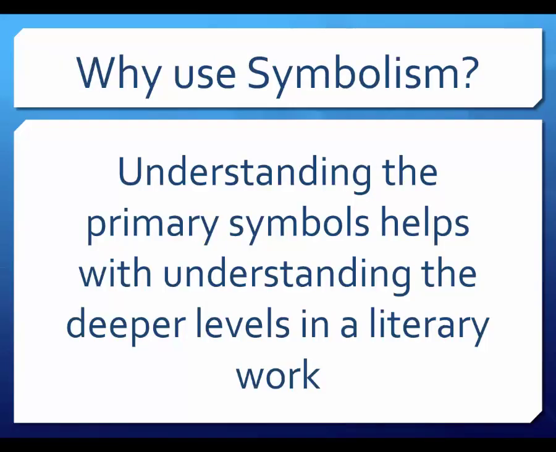When examining a piece of literature, understanding the primary symbols often leads to a deeper understanding of the work itself. So if the king wears purple and his servant wears brown, and then a new character is described in a literary work as wearing a purple gown, that character is probably not a servant.